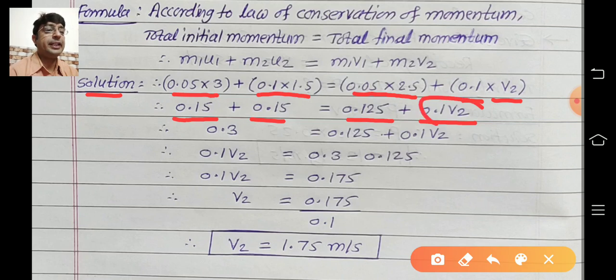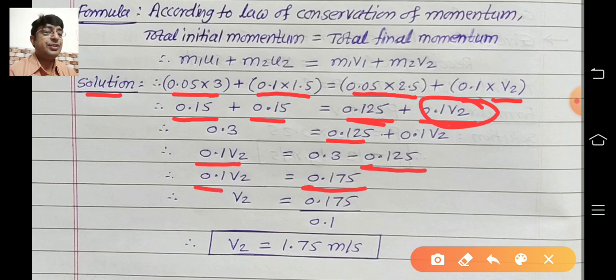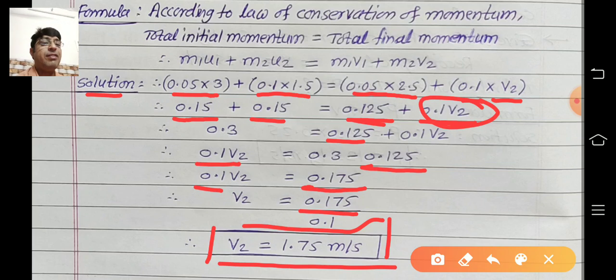So this term we are taking on the left hand side, that is here 0.1 v2 is equal to, what is on the other side? This remains as it is here. This term we are shifting to the other side. So 0.3 minus 0.125. After subtraction we get the answer 0.175. So 0.1 is multiplied here; shift it to the right hand side, then divide. So v2 is equal to 0.175 divided by 0.1. Therefore v2 is equal to 1.75. v2 means the final velocity of the second ball, that is 1.75 meter per second.